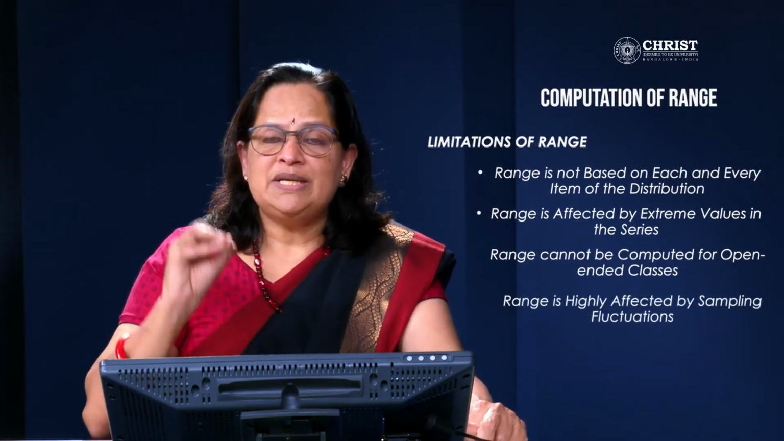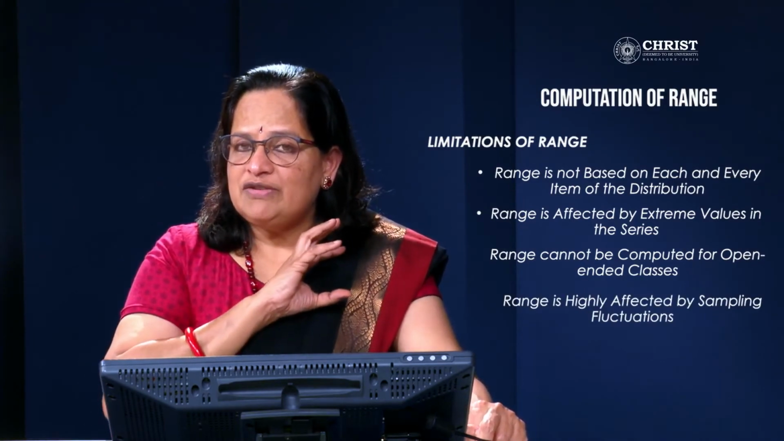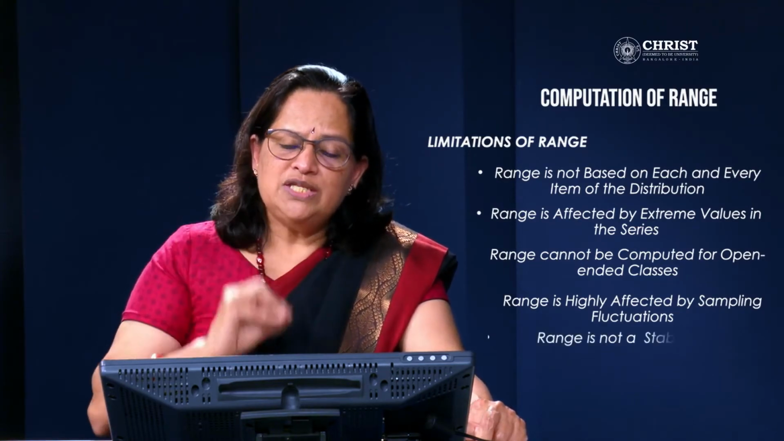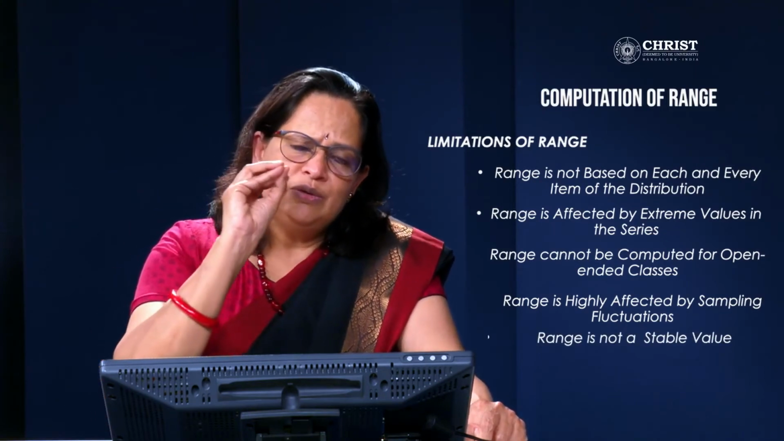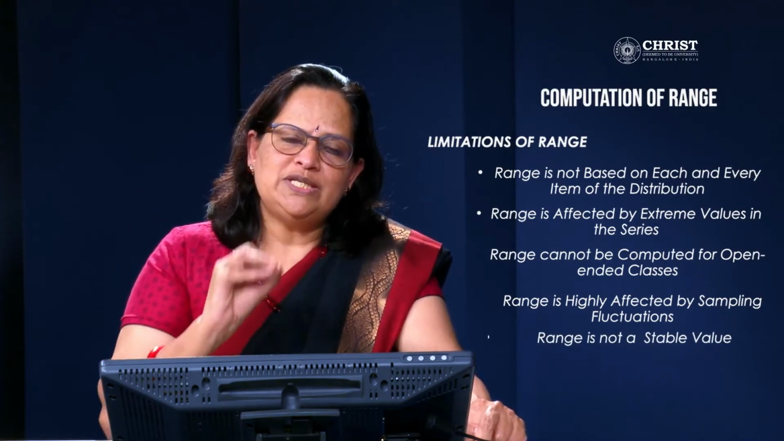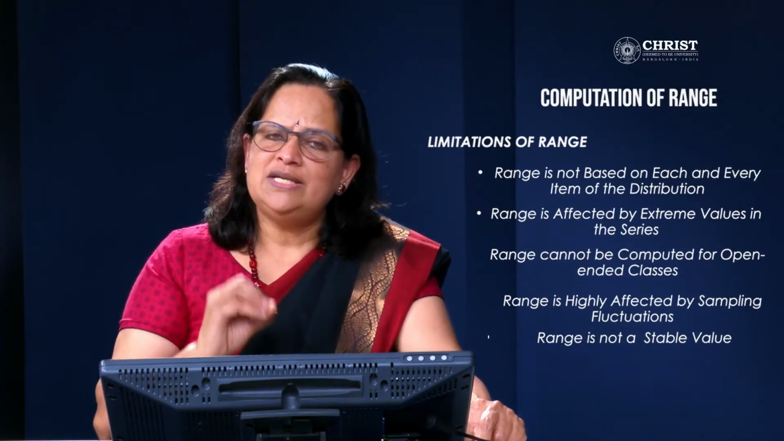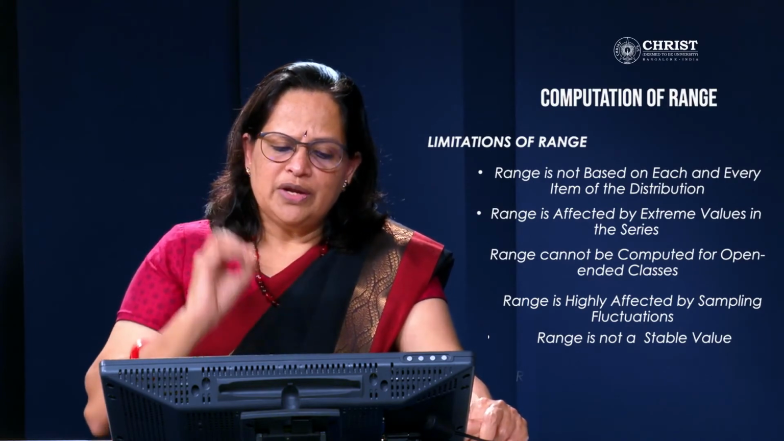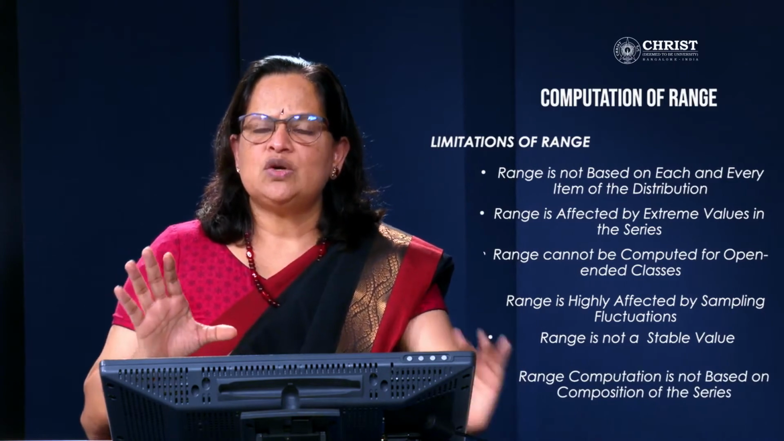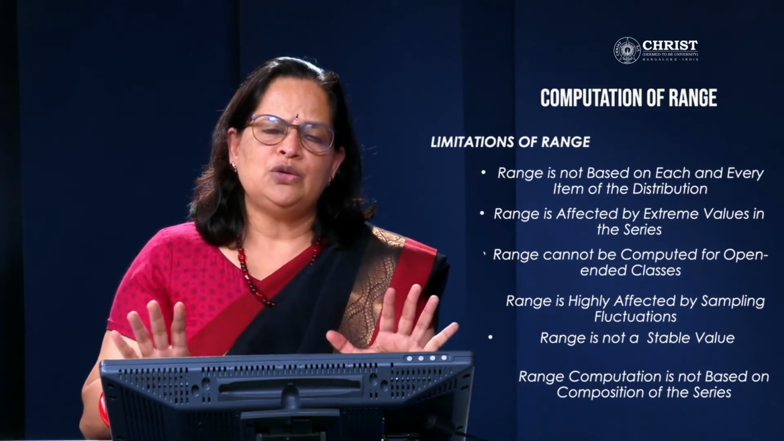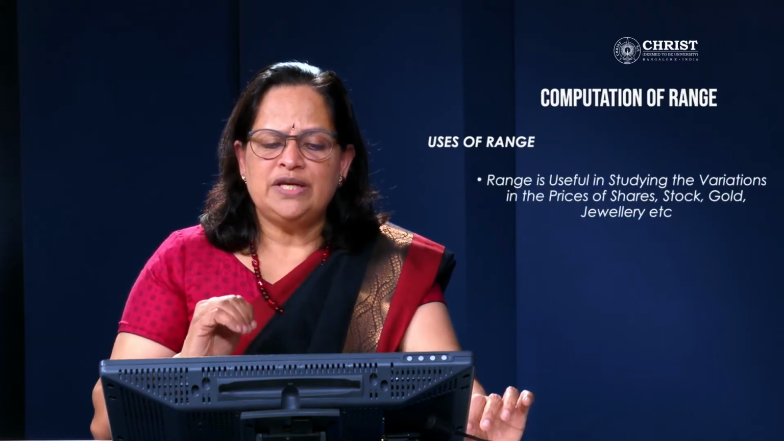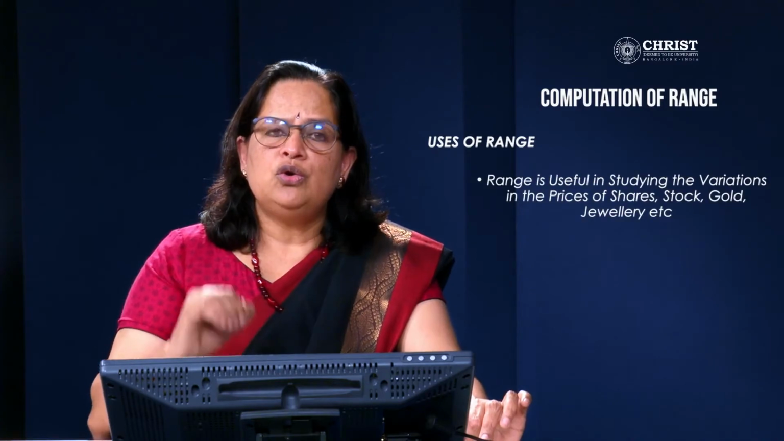Now, range is highly affected by sampling fluctuations. If we doubt sampling fluctuations, then we cannot use range. Range is not a stable value. It can change, because we are taking just two values, the highest and the lowest, ignoring frequency values. So it's not an accepted or better statistical computation. Range computation is not based on the composition of the series; the frequency values are completely ignored, and we concentrate only on the lower value and the higher value. Still, range is useful in studying variations in the prices of shares, stocks, gold, jewelry, etc.